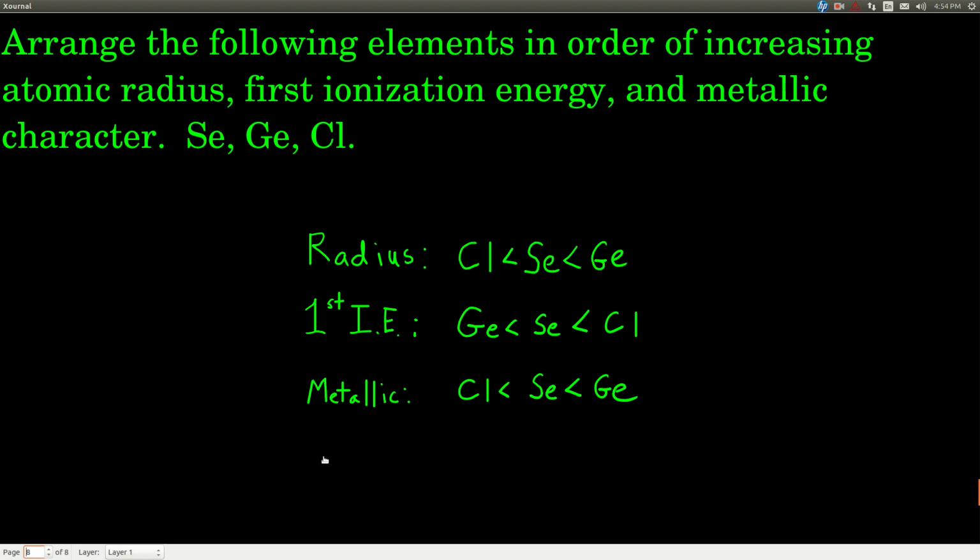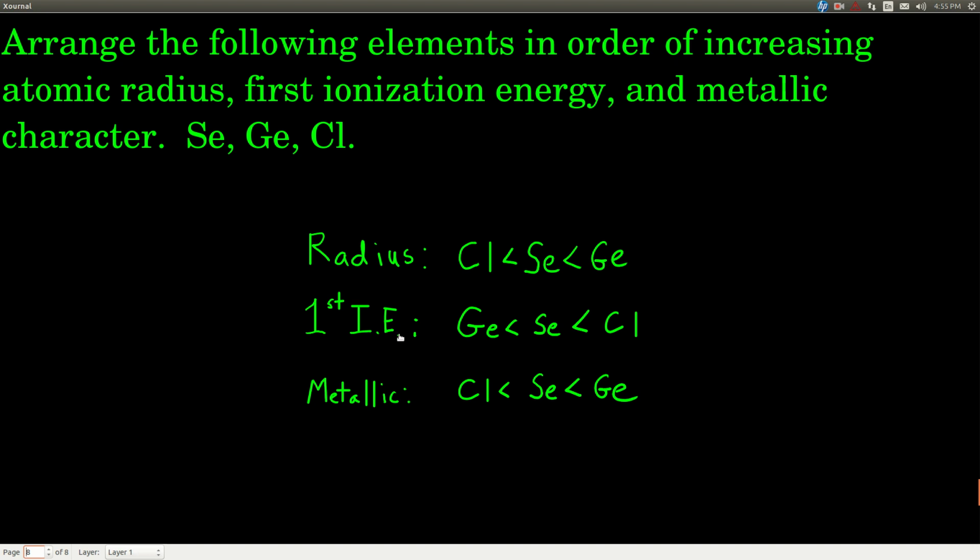So, if we wanted to arrange the following elements, selenium, germanium, and chlorine, in order of increasing atomic radius, first ionization energy, and metallic character, it would look like this. Because radius gets smaller as you go up and to the right, if you look at a periodic table, you see that chlorine is up and to the right the most, so it's the smallest, selenium's in the middle, and then germanium is the largest.